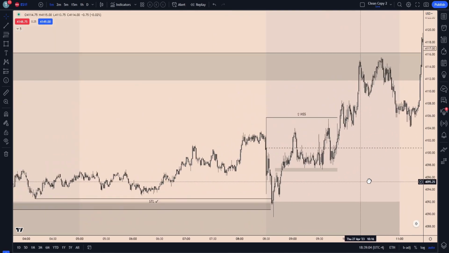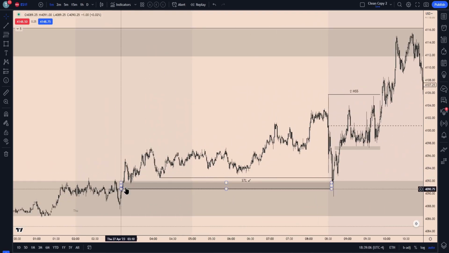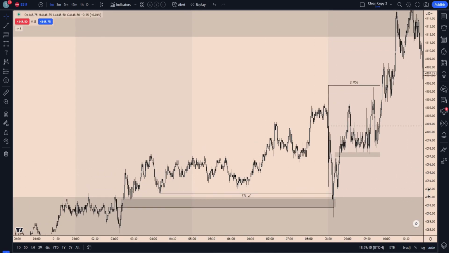Here, as I drop down to the 1 minute, right, still just showing you, you'll see now, right, this return into that fair value gap. Notice where the candle bodies hold.